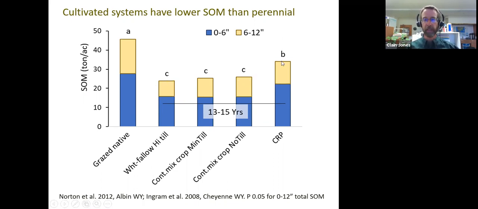But again, just like our study, CRP increased soil organic matter more than these other systems, and then a grazed native system is there more for background. So most cultivated systems are going to have less soil organic matter, but perennials are going to have more than annuals.